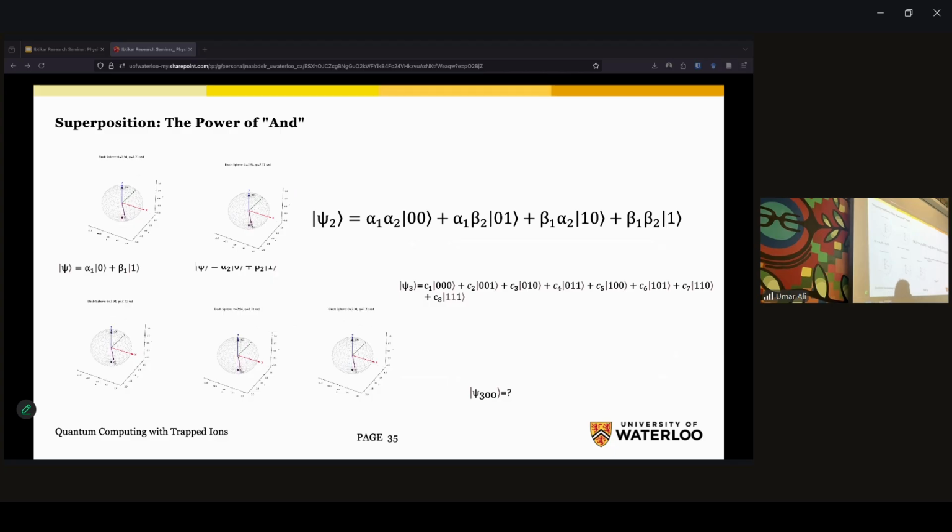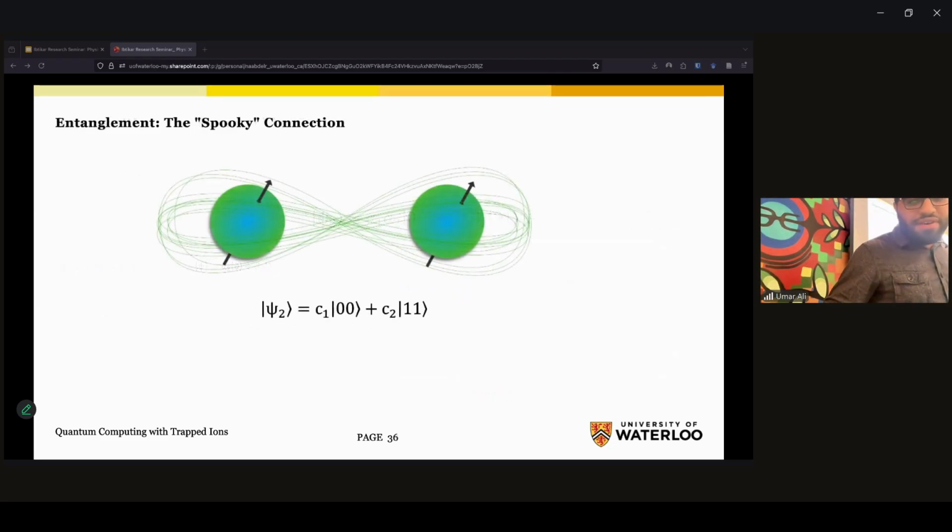So imagine that you have 300 qubits. This is 2 to the power 300, which is a very unimaginable number. Some people say that this is more than the number of atoms in the universe. So this is the very first thing giving quantum computers their properties.